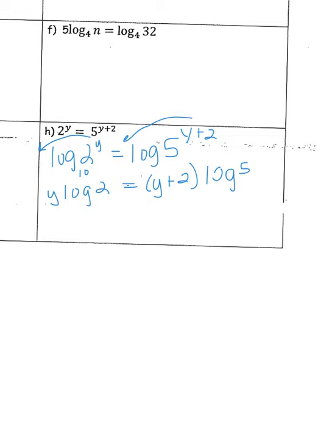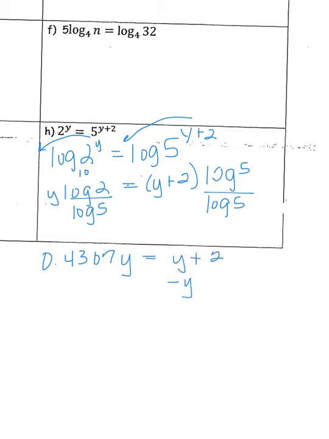Now, log 5 and log 2 are just decimals in the calculator. So we're not going to change them to decimals. We're actually going to divide by log 5 and divide by log 5. And then we're going to take our calculator and do log 2 divided by log 5 in your calculator, and we're going to round it to 4 decimals. So I get 0.4307, but there's a y there. And that equals y plus 2.